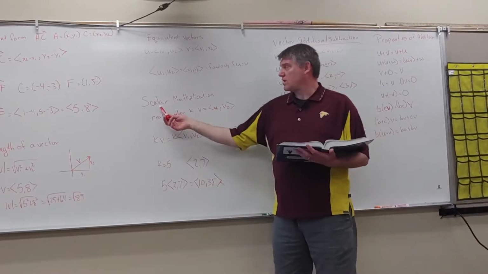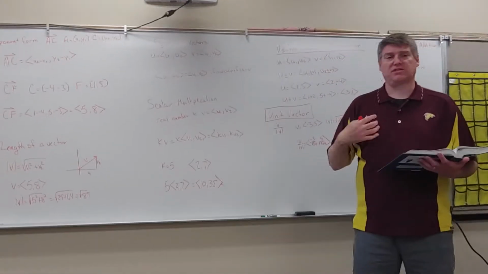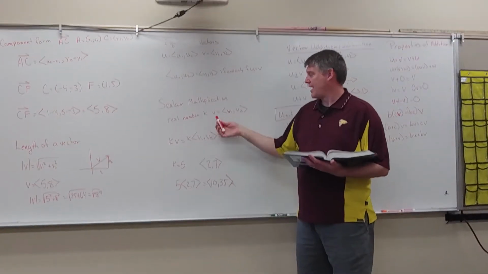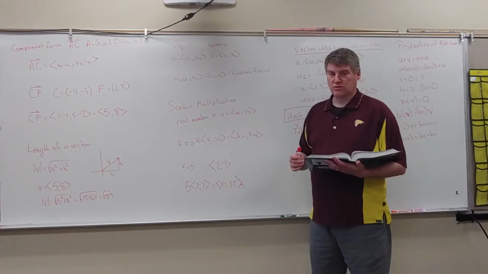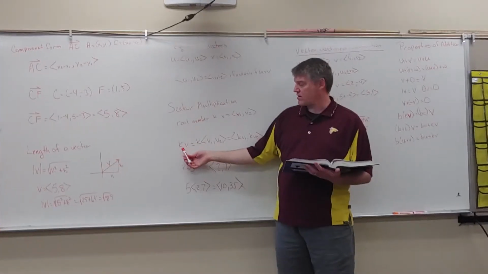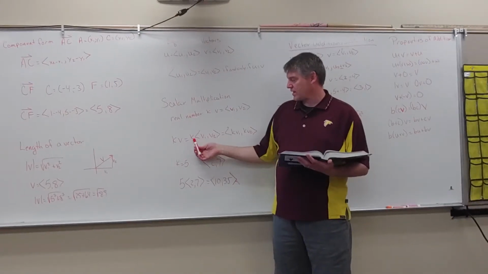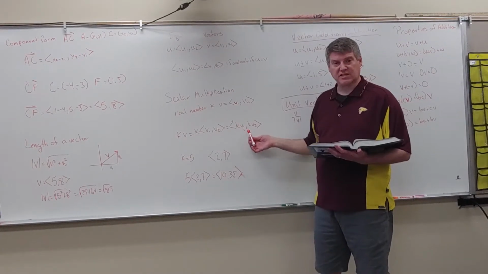So we're going to talk about scalar multiplication. Remember, scalar multiplication is just multiplying by a real number. So I have a real number k, and I have a vector v, which is v1, v2. If I take this scalar k times vector v, it's going to equal k times the component form, and then you're just going to multiply that k into each piece.